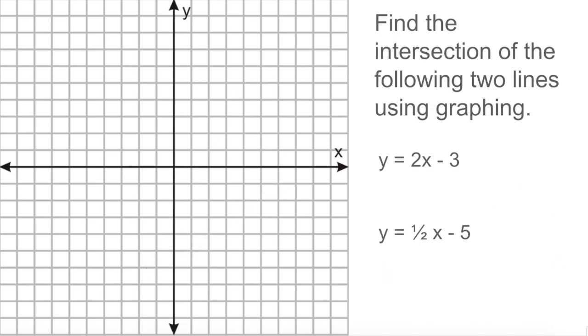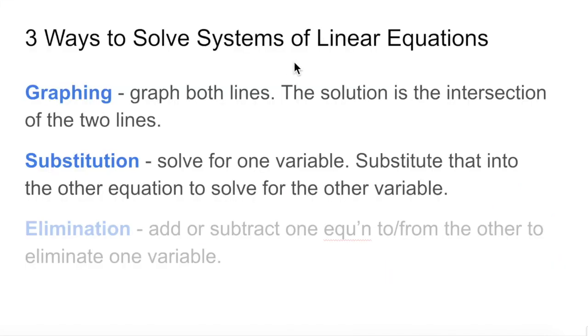Let's look at a second method, substitution. In substitution, we're going to first solve for one variable algebraically, and then we're going to substitute that into the other equation to solve for the other variable. We've got two variables, x and y. We need to solve for one of those two, and then substitute what we find into the other equation. So let's take a look at some sample problems.